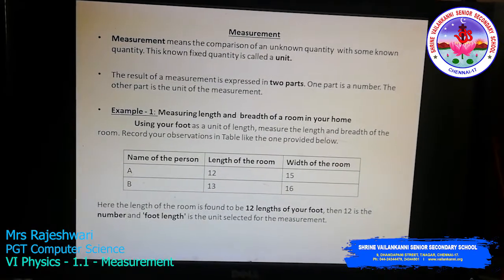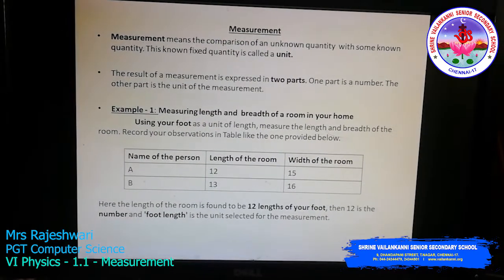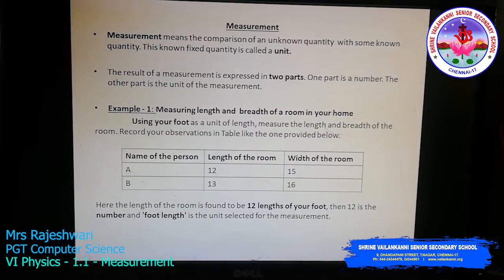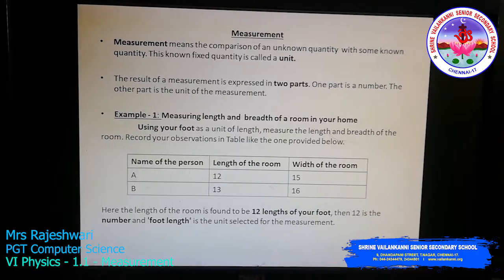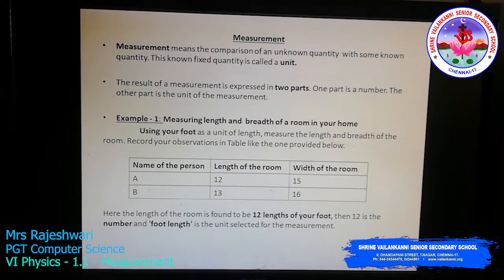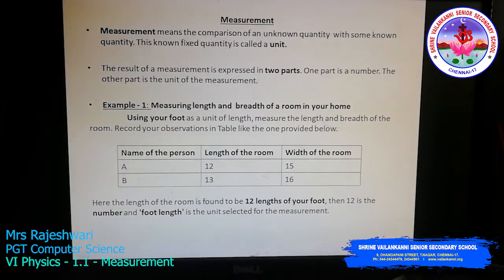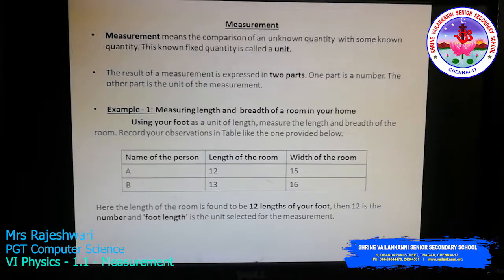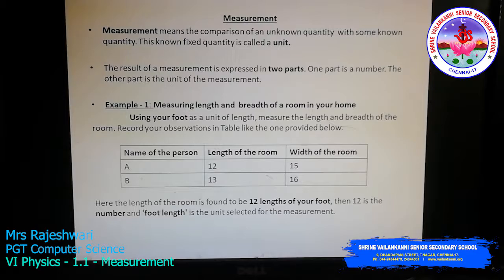Now you got it. Based on this measurement concept, we are going to look into two different examples. Example 1, measuring the length and breadth of a room in your home. In case you are sitting in one room, just observe the length and breadth of your room. By observing through your eyes, you cannot predict the measurement, but by using your foot as a unit of length, you can measure the length and breadth of the room.